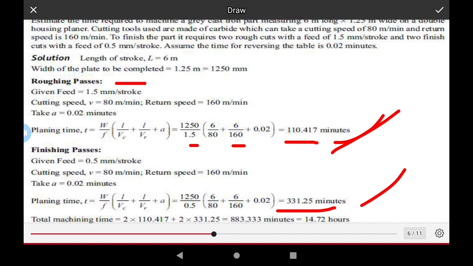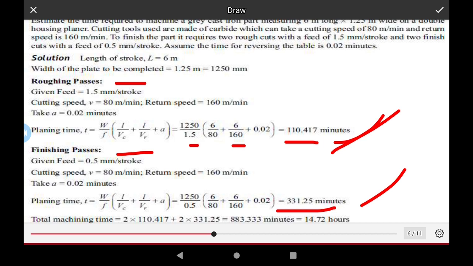The roughing, surface pressing, and finishing presses, all the values: 2 times 2 into 110.417 plus 2 into 307, 330.225. All the value is 883.333 meters.